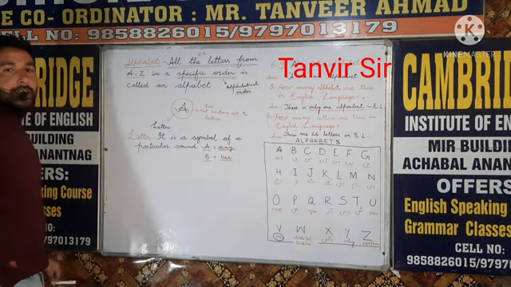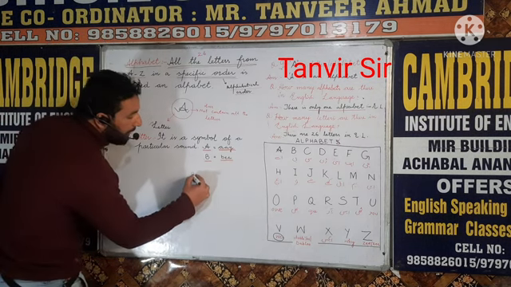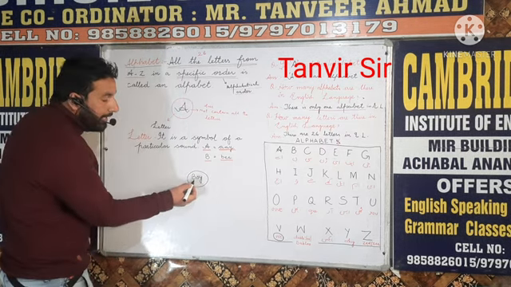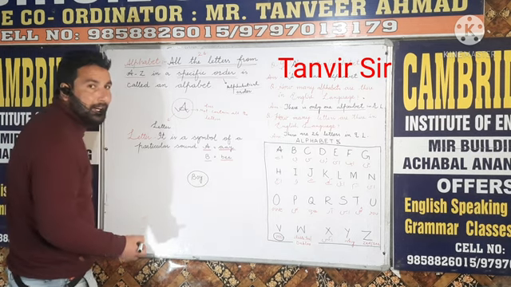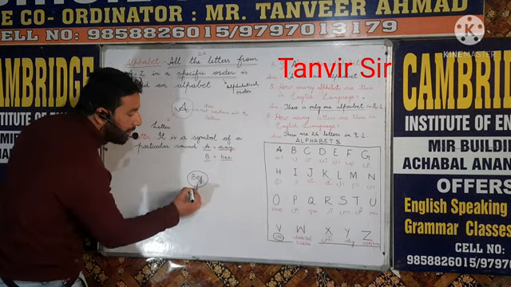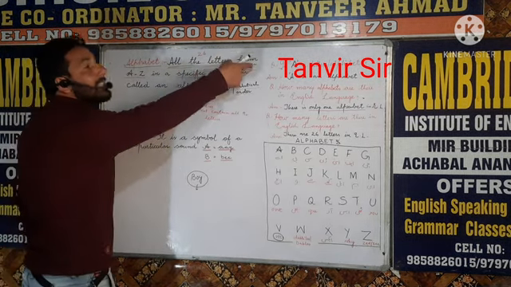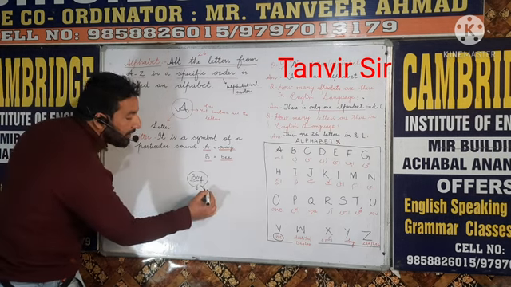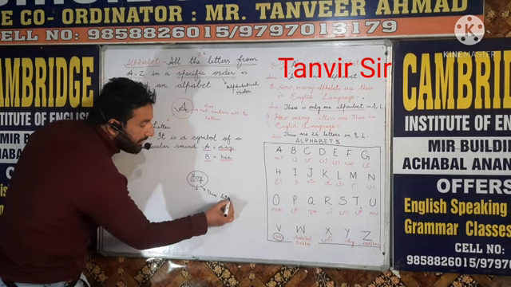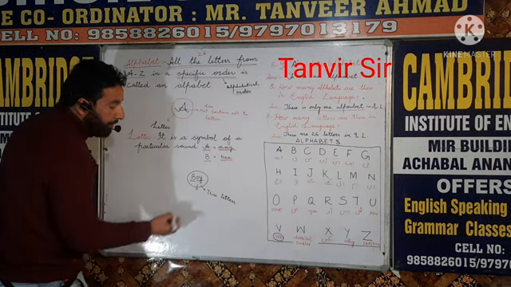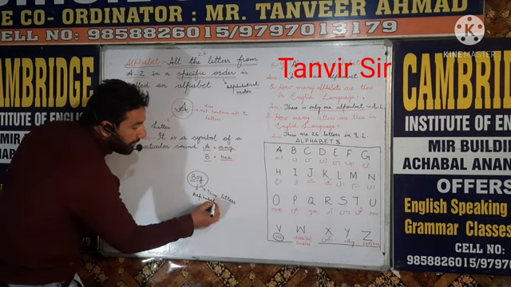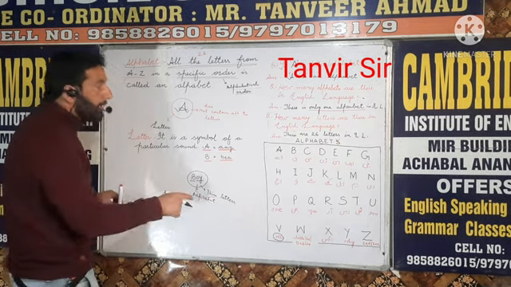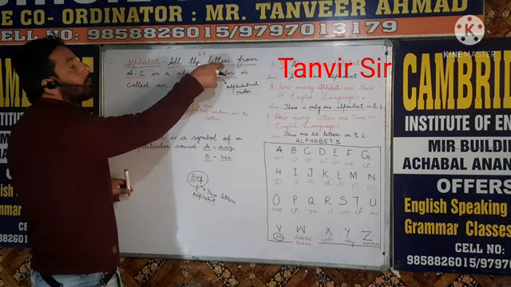Now, the next question is, if I write here B-O-Y, boy, is this an alphabet? No. Again, this is not an alphabet, because for an alphabet we must have 26 letters. But these are 1, 2, 3. We can say that these are 3 letters. But this is not an alphabet. It is rejected in the category of alphabet. Why? Because for an alphabet we must have 26 letters.